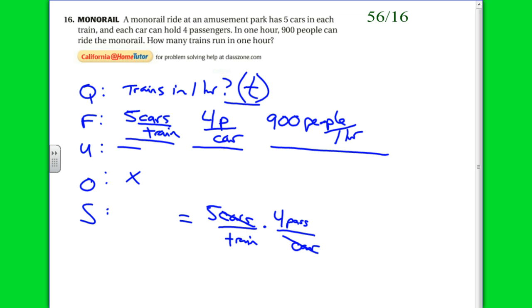So is that good? Do we want to get cars to disappear? Yes. Because ultimately the answer is supposed to be what? Trains. How many trains? So we still have trains visible there, so that's good. Okay? And so now it looks like we would multiply the top and we'd have 20 passengers per train. Is there anything else we would need to do with that information, 20 passengers per train, in order to find how many trains in an hour?